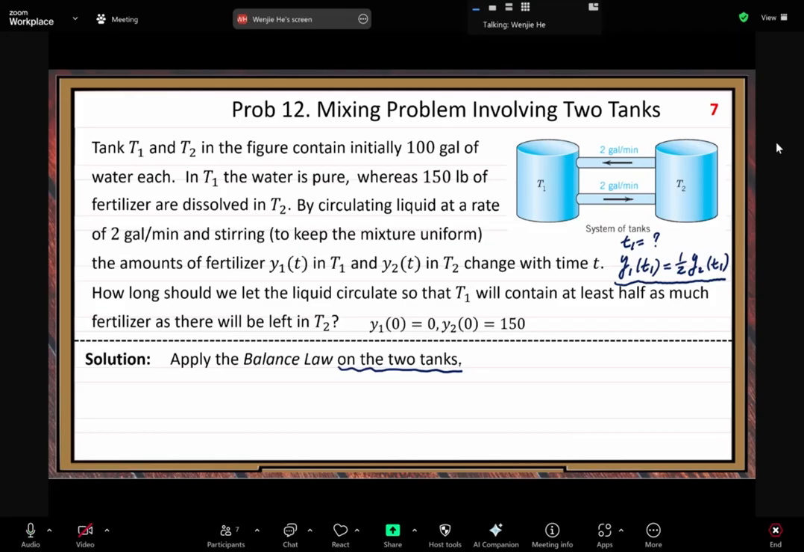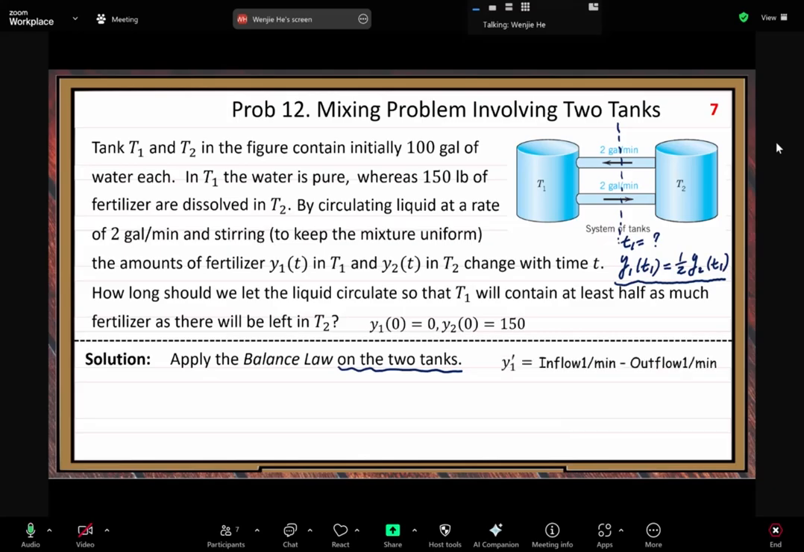With 2 tanks, you just use the same way as the 1 tank way. Here, you can draw a line to separate these 2 tanks. Imagine a line that cuts off and separates the 2 tanks. Then for each tank, you can apply balance law: inflow, outflow for T1, and also inflow, outflow for T2. So you can write 2 equations.